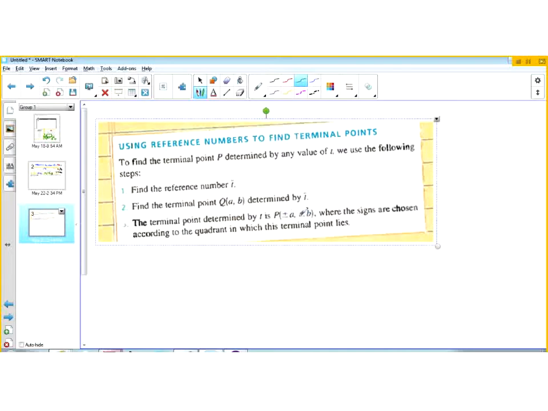If you're in quadrant 3, both signs will be negative. If you're in quadrant 1, both signs would be positive. If you're in quadrant 2, the abscissa would be negative and the ordinate would be positive. And if you're in quadrant 4, the abscissa is positive and the ordinate is negative. So we'll do some examples.